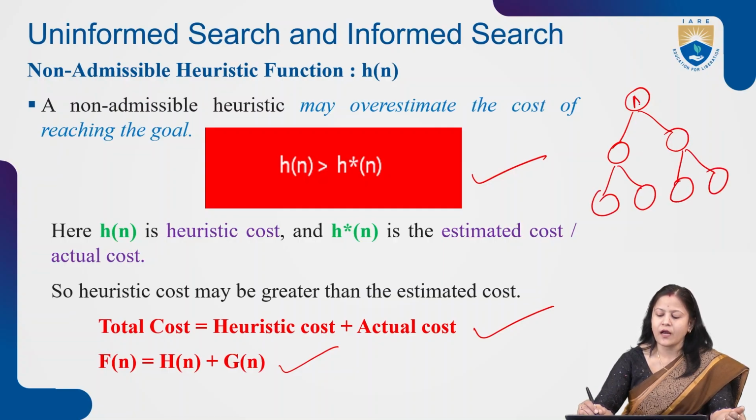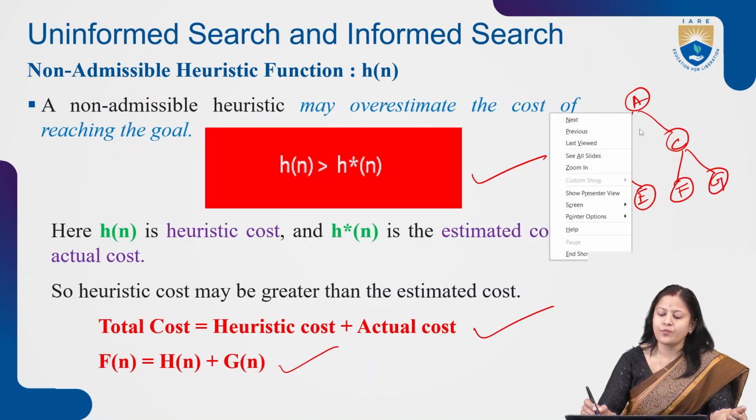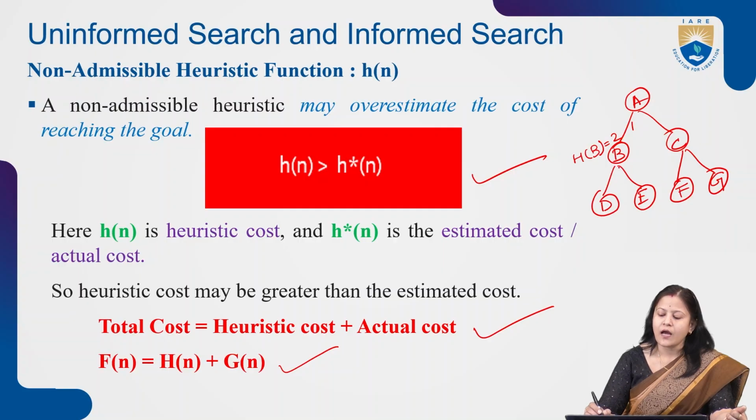If this is my tree and the nodes, this is my A node, B and C, this is D, this is E, this is F and this is G. The heuristic value, for example, h of B is given as 2, and the cost from A to B is given as 1, and B to D is given as 1, B to E is given as 1. Suppose this is 2, this is 3, this is 4. Now, if A is my starting node and D is my goal node, then how to find out the cost of the node B?